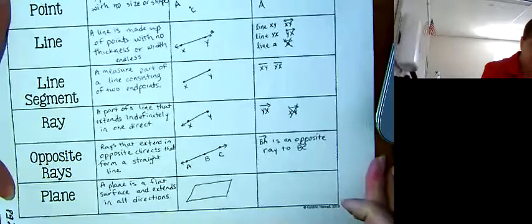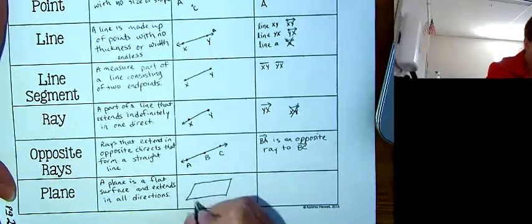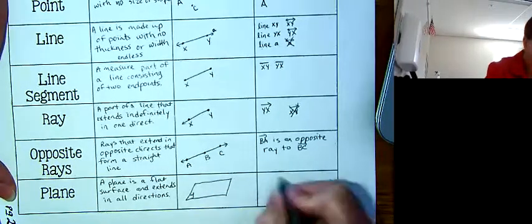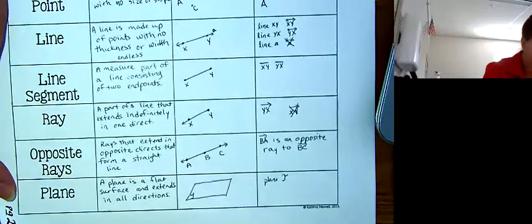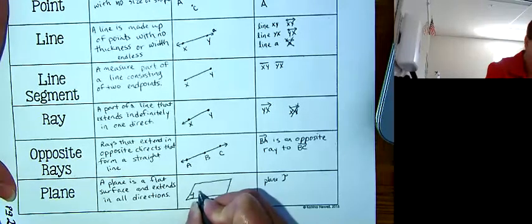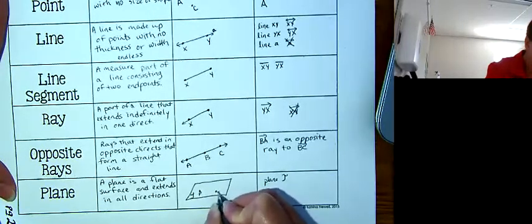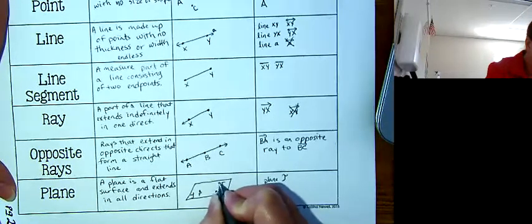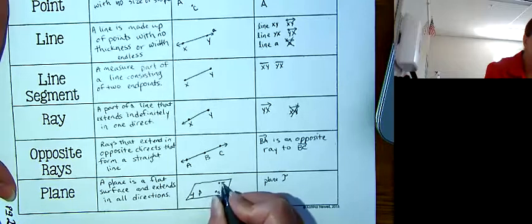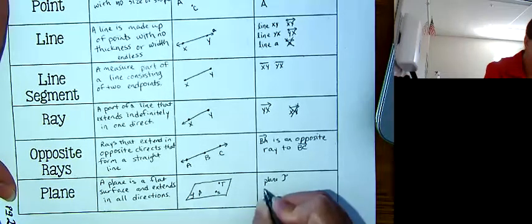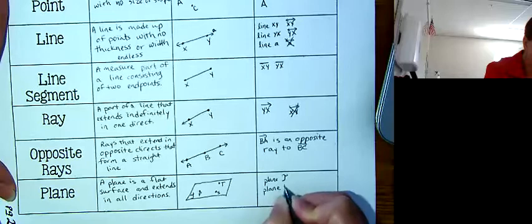So with a plane, it has two different ways of naming it. Sometimes you will see a script letter in the corner, and I could name that plane T. Or you have to have 3 points on the plane. So I'm going to put 3 random points here. And as long as they are not on the same line, we can use the points as long as they are on the plane. So I could also call this plane EST.